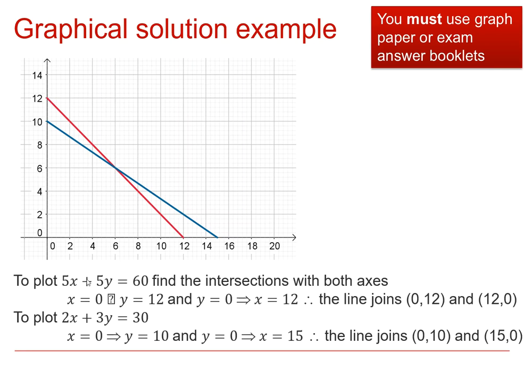If I let y equals 0, then I've got 5x equals 60, and I know that it crosses at the x-axis at 12 as well. So you can see that this red line here is the line 5x plus 5y equals 60, and we can do a similar thing with the other equation representing the boundary of the inequality here, 2x plus 3y equals 30, and we get this blue line.